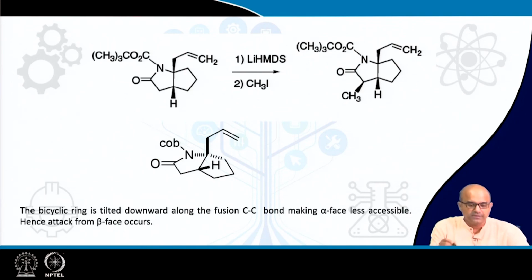The only difference is you have an amide here, a cyclic amide, and the ring junction stereochemistry is now cis. So you have a hydrogen, you have an allyl. Now this compound is treated with LHMDS and methyl iodide. In continuation with the earlier ring, as the hydrogen and the allyl are pointing above, the bicyclic ring is tilted towards down. See the drawing which you have drawn here.